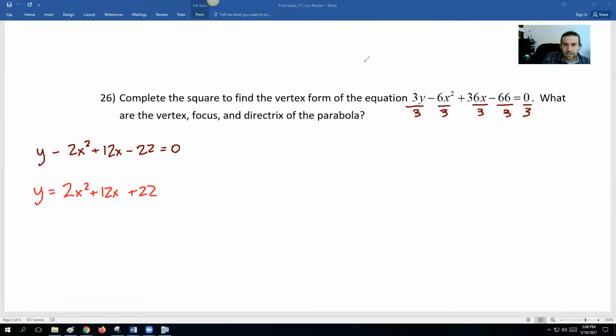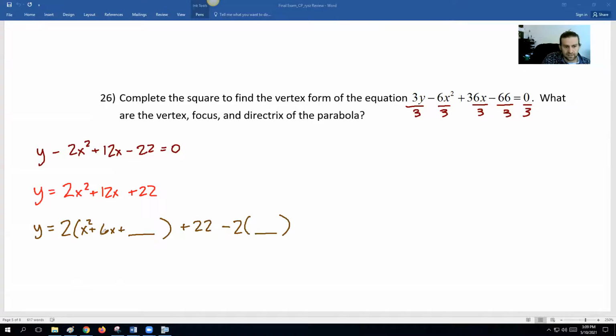Okay. Next thing we want to do here is complete the square. So we have to factor out this 2. That's 2 times x squared plus 6x, and then plus blank. We're going to complete the square. And then we've got plus 22. Now, to get rid of this plus 2 times the blank, we're going to have to minus 2 times the same blank here, just to keep everything equal.